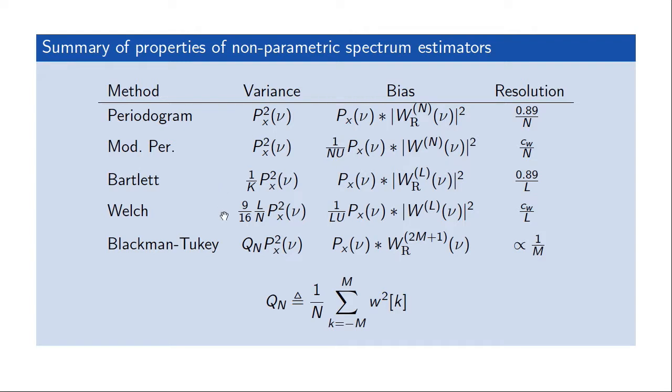For Bartlett and Welch method, if you keep the block length fixed, the variance of the estimator will tend to 0 as 1 over the number of data samples. The same is true for Blackman Tukey if you have a fixed time length for the window and you choose a particular window for the estimator. As you collect more data, the variance will decrease as 1 over n.